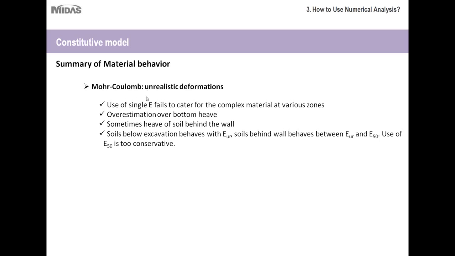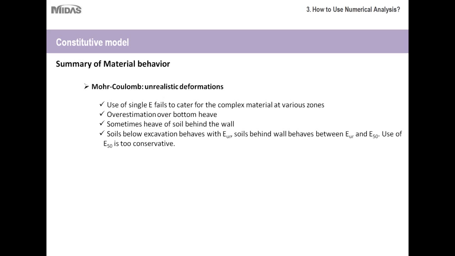So Mohr Coulomb, one of its weaknesses is that it has very unrealistic deformation. The reason is that it uses a single value of E, or Young's modulus, and this fails to cater to complex materials at various zones. So it's very conservative in that respect. You have a single value of Young's modulus when in reality the Young's modulus of your various materials differs from area to area. And also it overestimates the bottom heave, and sometimes it overestimates the heave of the soil behind the wall.